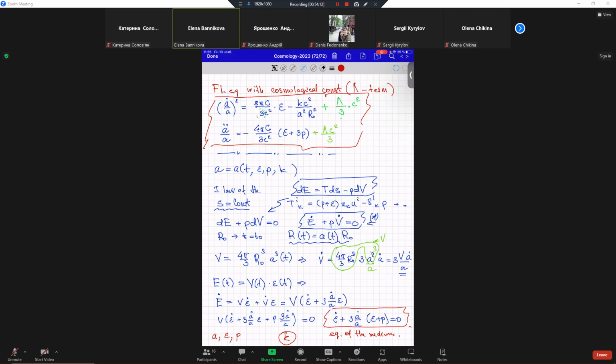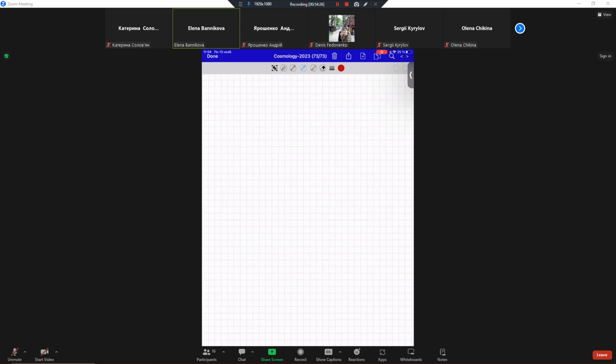So we need something else, and what we need to finalize the system which we can solve is the equation of state, in the form P equal to some function of the energy density.